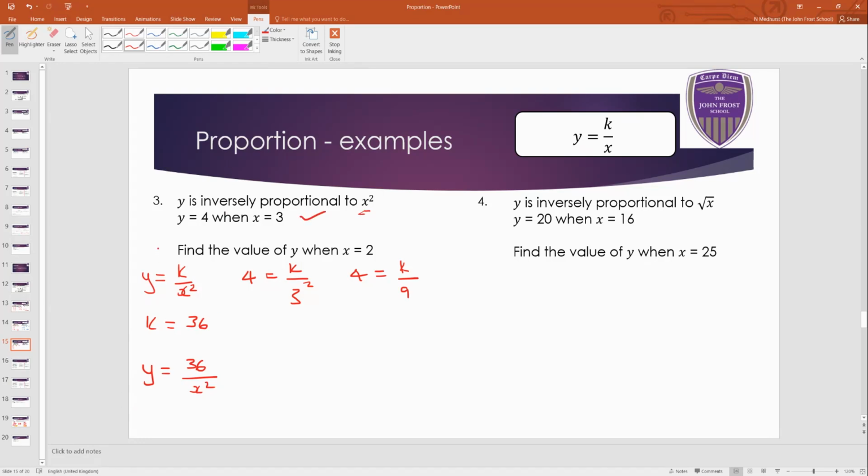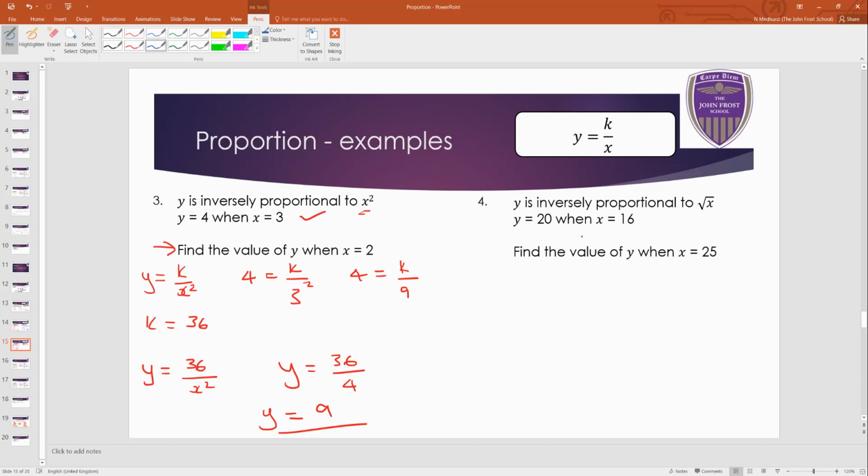We've done that part now. Now we can concentrate on this part of the question. Find the value of y when x equals 2. So all we're doing now is substituting the number 2 into there. So y equals 36 over 2 squared. 2 squared is 4. Okay, 36 divided by 4 is 9. y must equal 9 when x is 2.